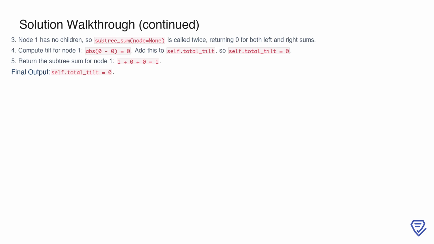The tilt of node 1 is calculated as abs(0 - 0), which equals 0, and is added to self.total_tilt, leaving it at 0. The subtree sum for node 1 is 1 plus 0 equals 1. With no other nodes to process, the final output for this single node tree is self.total_tilt equals 0.